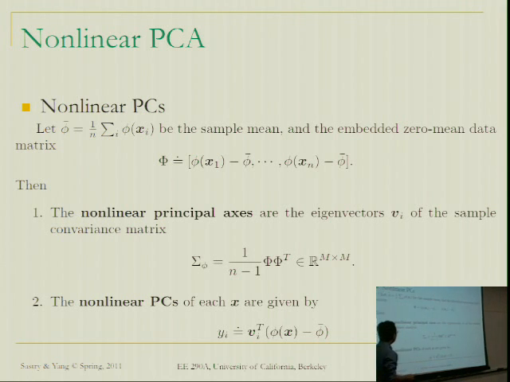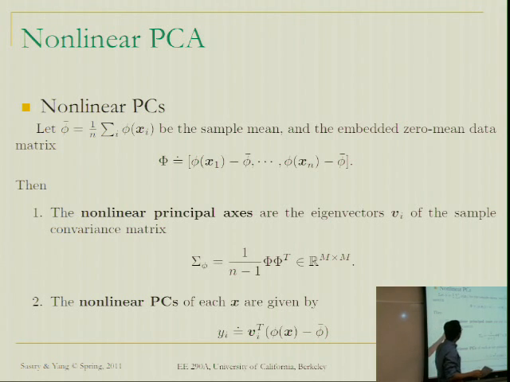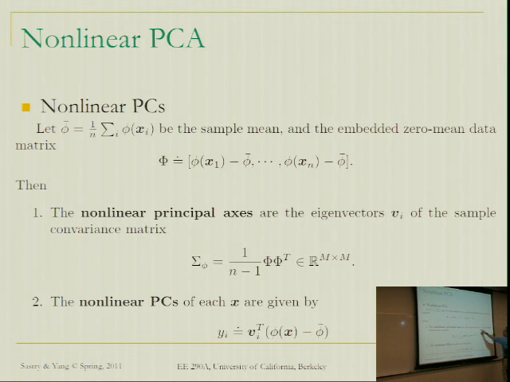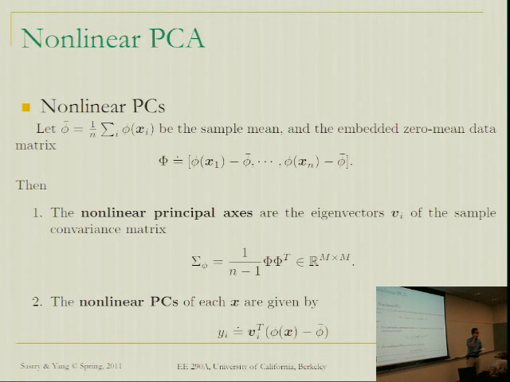Okay. Then we can compute the nonlinear principal axis in the embedded high dimensional space, which is equal to the eigenvectors v_i of this covariance matrix, right? This is true regardless of whether you are in the lower dimensional original ambient space. That's the definition of standard principal component analysis. Or in the embedded space, you still get this result, right?